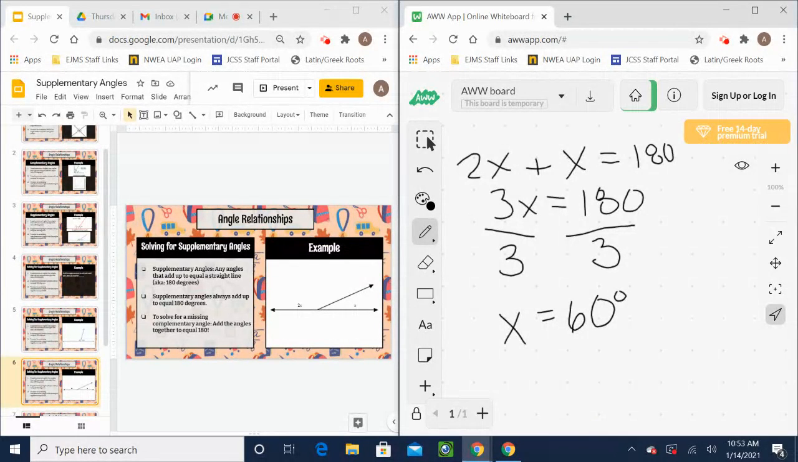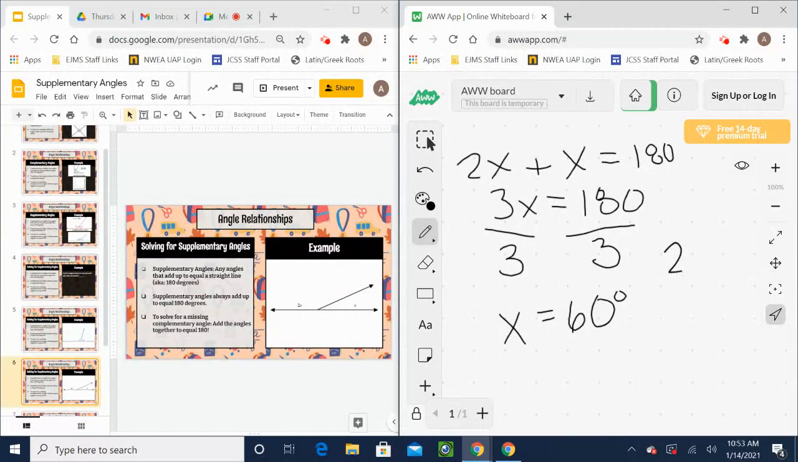Now, if you remember yesterday, you're not technically done yet. Okay, I've got one of these angles. I've got this angle. That's 60 degrees. The easiest way to solve for your other angle is to plug it in. Okay, so your other angle equals 2x.